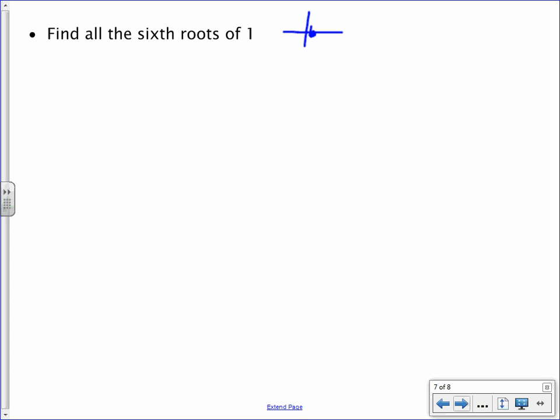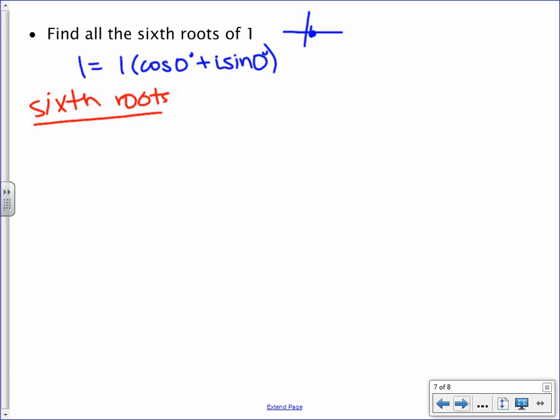What is our angle? 0. What's our r value? Okay, so this is 1 times cosine of 0 plus i sine 0. So to find our sixth roots, we know what two of them are going to be, don't we? We know we're going to get a 1 and negative 1. We should. Okay, the other four are going to be imaginary. That's what's going to happen.